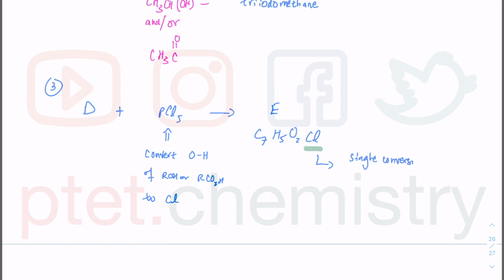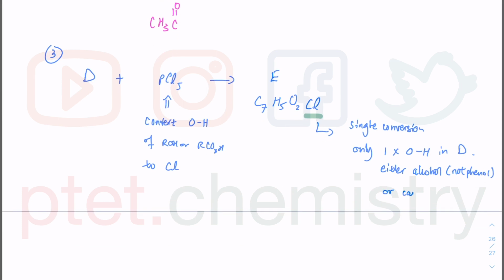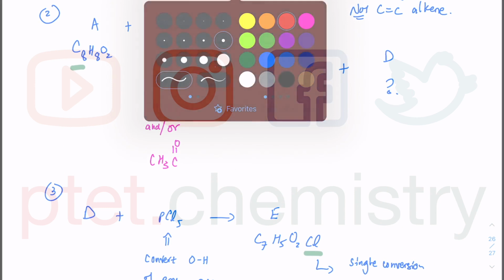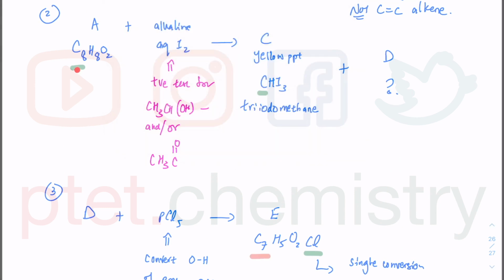So this is just a single conversion. Single conversion would mean only 1 OH in D. But this OH cannot be a phenol. It has to be either alcohol, which is not phenol, so it cannot be phenol because phenol doesn't do this reaction, or it could be carboxylic acid. At this stage, we can't tell much, but you can hopefully tell that there are 7 carbons. So I can work backward now. 7 carbon. Previously, I have 8 carbon. I cut away 1 carbon, so this is going to be 7 carbon because this information tells me that there are 7 carbon here in D, and that's very, very important.